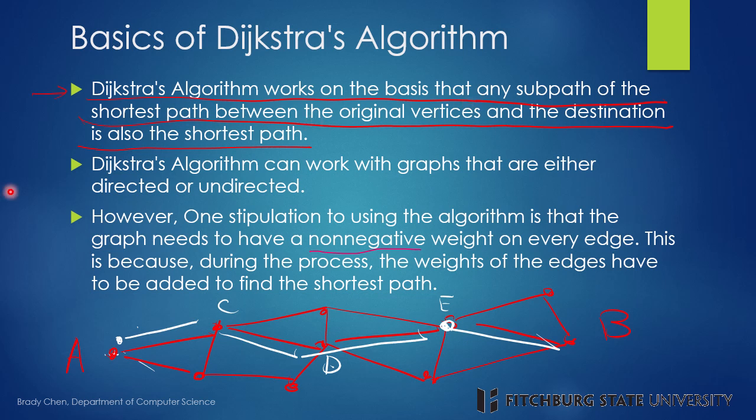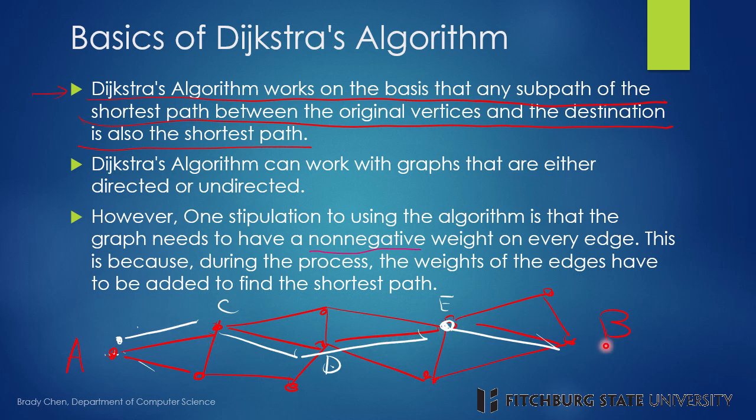Okay, this is an informal explanation of why Dijkstra's algorithm works for finding the shortest path. It works on the basis that any subpath of the shortest path between the original vertex and the destination is also a shortest path. So what does that mean? For example, we find the shortest path from A to B is this.